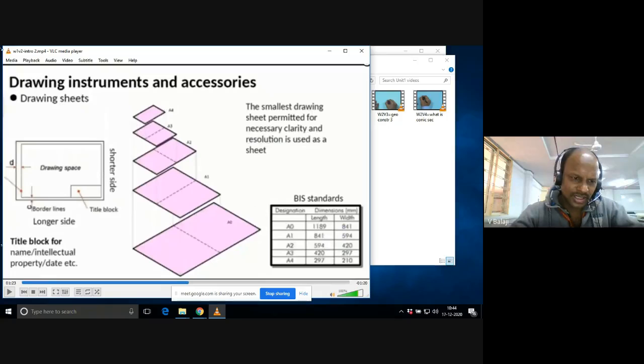This is what the drawing sheet looks like. There is a title block. You need to write your roll number, name, college, and name of the drawing. Suppose ellipse, write ellipse or conic sections. You write conic sections, okay?